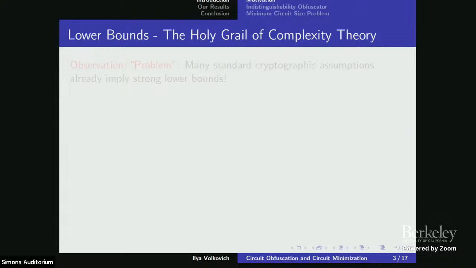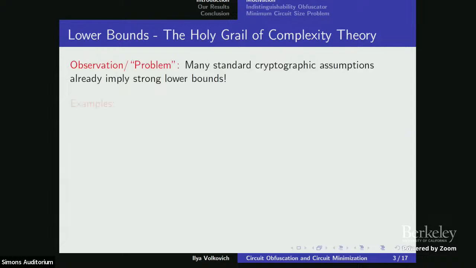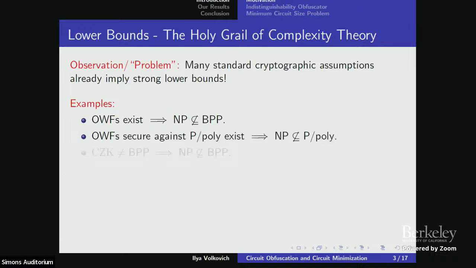But if I want to start this conversation as a cryptographer, the conversation ends pretty fast, because many standard cryptographic assumptions already imply strong lower bounds. Basically, if this was it, I would have to leave and say goodbye. The talk would end because of something as simple as one-way functions. Once you say I have a one-way function, you have already separated NP from BPP, and if it's a one-way function secure against non-uniform adversaries, you have already separated NP from P/poly, which is one of those holy grails. And it doesn't stop here.